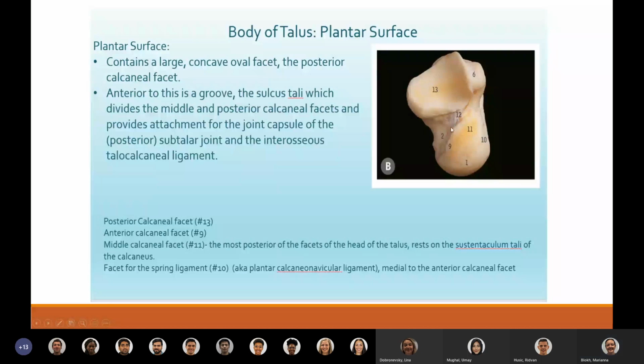And medially, you're going to have the area for the facet for the spring ligament, the calcaneonavicular ligament, which also is very important in supporting the medial arch. We'll discuss it in the next lecture. And so remember the relationship of the anterior and middle facets to the posterior facet: there's a sulcus tali that divides them, and basically there is an interosseous talocalcaneal ligament that runs in between.